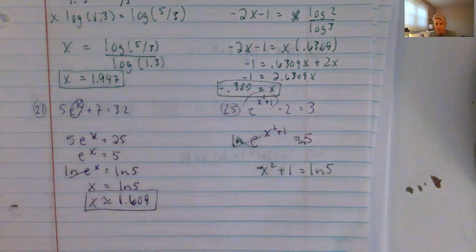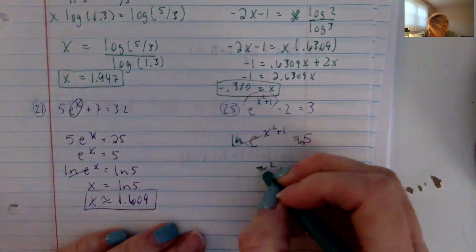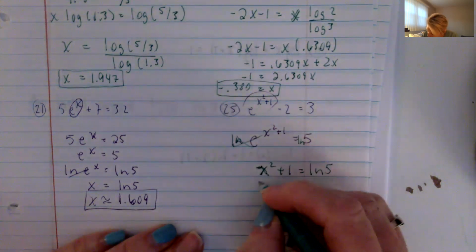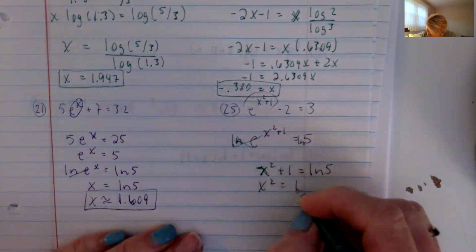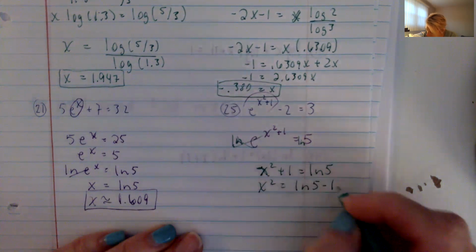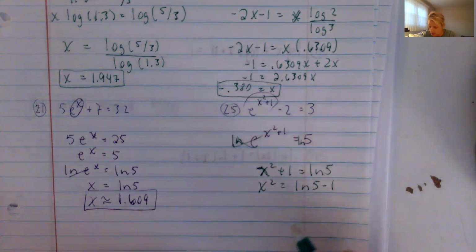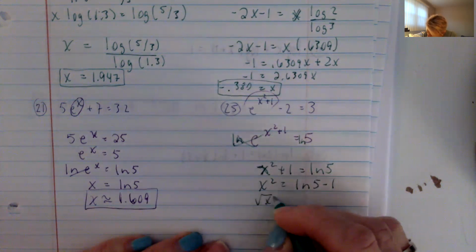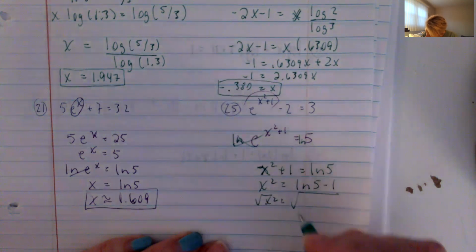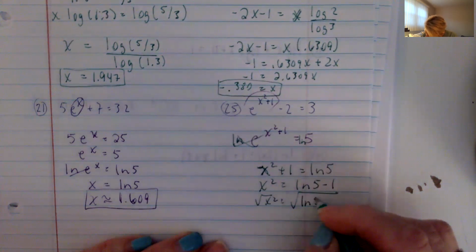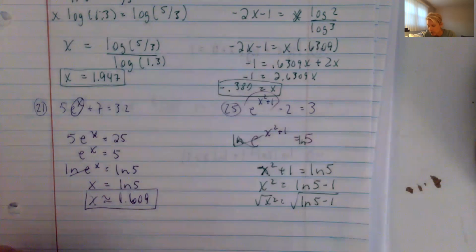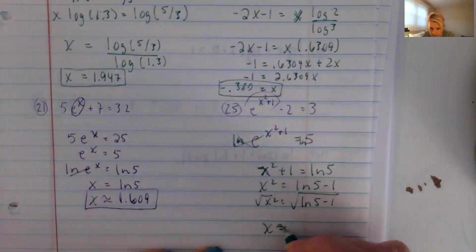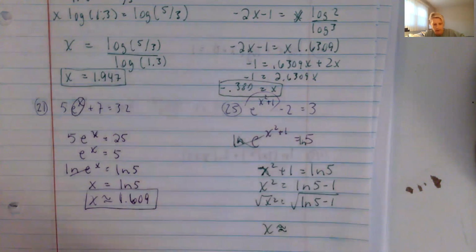Now, that's just an x, not a negative x. So we could go ahead and solve for x. So x squared equals natural log of 5 minus 1. And then we're going to take the square root of that. Because the natural log of 5 is going to be an irrational number, if you can wait to do the square root until you get there, it gives you a more accurate answer. So it's going to be an approximated number.